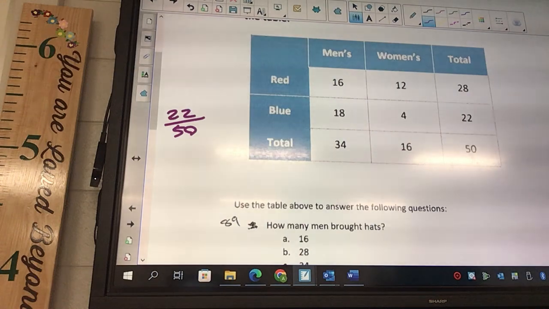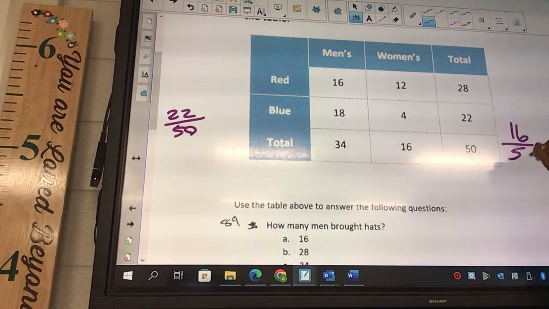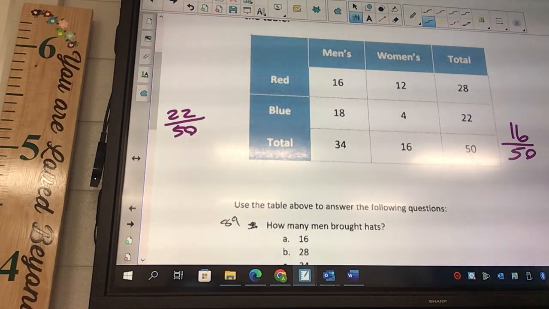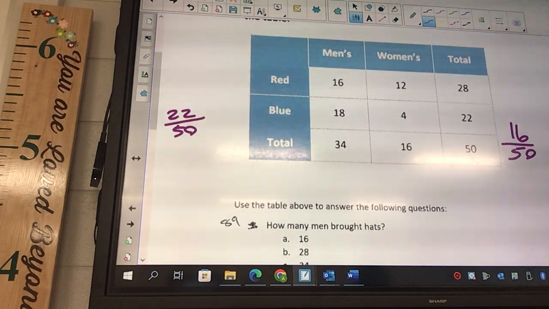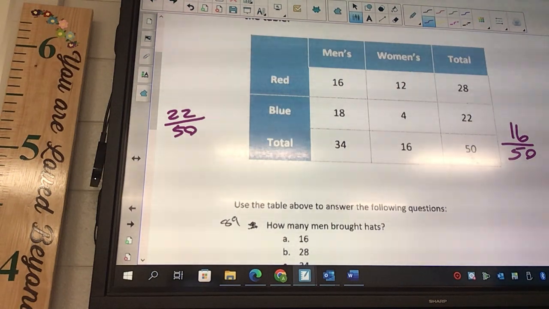What percent of hats sold were women? So how many women's hats were sold? 16 out of 50. So you're going to say 16 divided by 50. 32%, which is C.